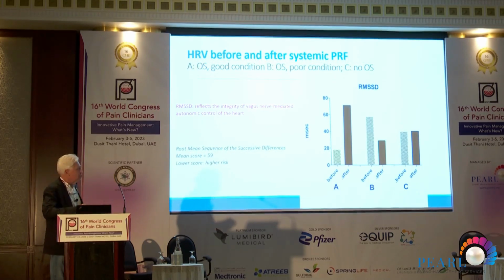So here is a slide from Professor Sluijter with his investigation about the heart rate variability. The RMSSD reflects the integrity of vagus nerve-mediated autonomic control of the heart. If the mean score is 59, a lower score has a higher risk. So we see here the differences with oxidative stress, good condition, oxidative stress, poor condition, before and after. There's a clear change, which can measure the effect of transcutaneous pulsed radiofrequency in these cases.